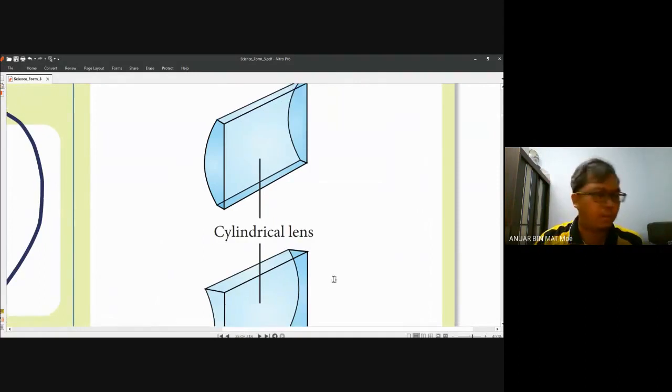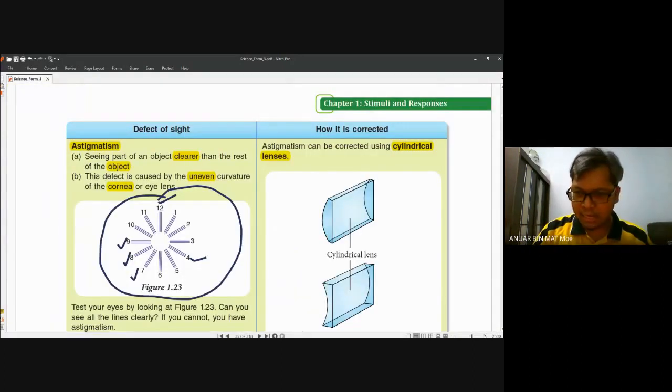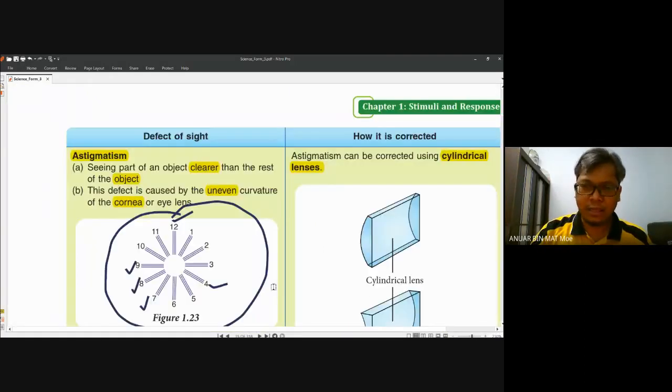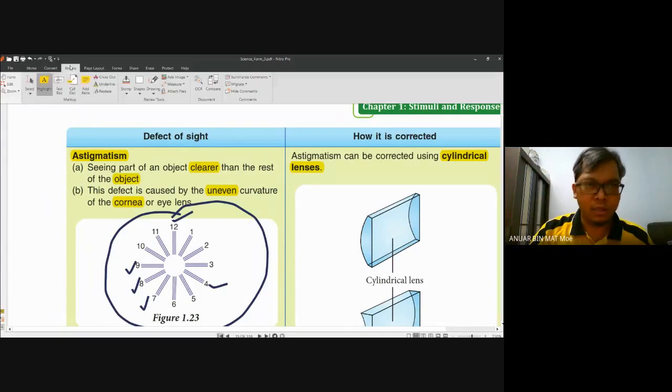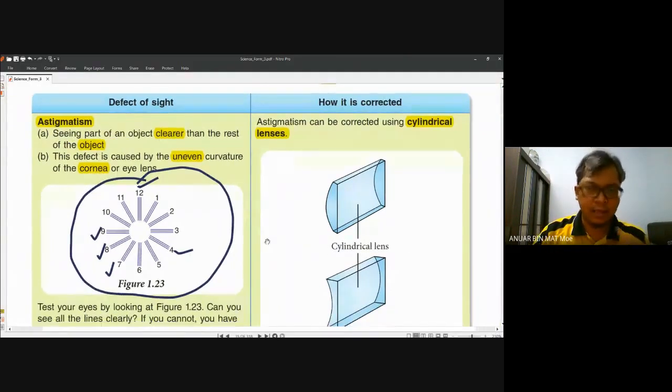Okay. Tapi apa-apa pun, mesti pergi jumpa doktor. Doktor mata, ya. The eye specialist, to see whether you got a problem with your eye or not. Okay. Macam tadi ada kawan kita, your friend, you got cataract. The doctor knows how to overcome the defects until you can see normally again.